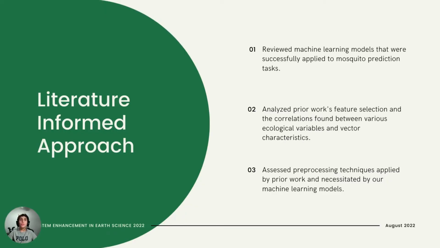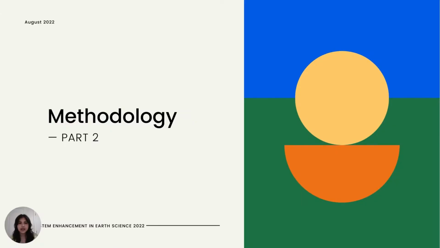Our research approach is informed by and builds on prior literature. We began by reviewing machine learning models that were successfully applied to mosquito prediction tasks. Support vector machines and random forest regressors emerged as two of the strongest options. Then, we analyzed prior work's feature selection and found that they predominantly relied on ecological variables for model input, as environmental factors drive mosquito population and vector dynamics. We used the correlations found between various papers' ecological input and mosquito output to select the input for our models. These findings guided our methodology.